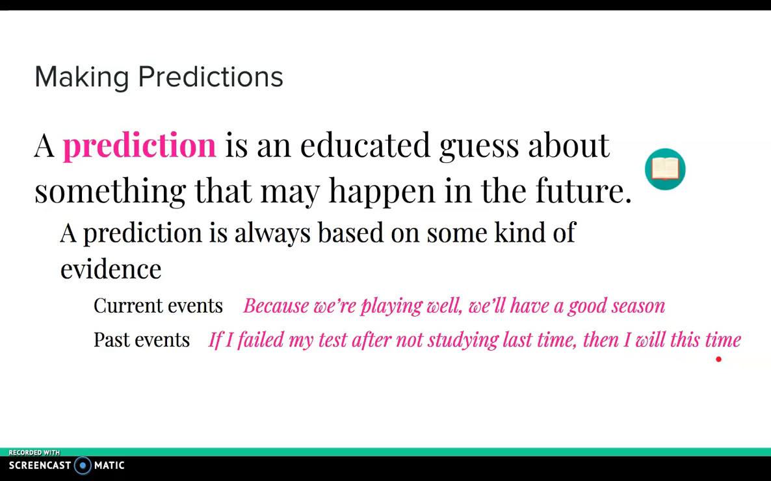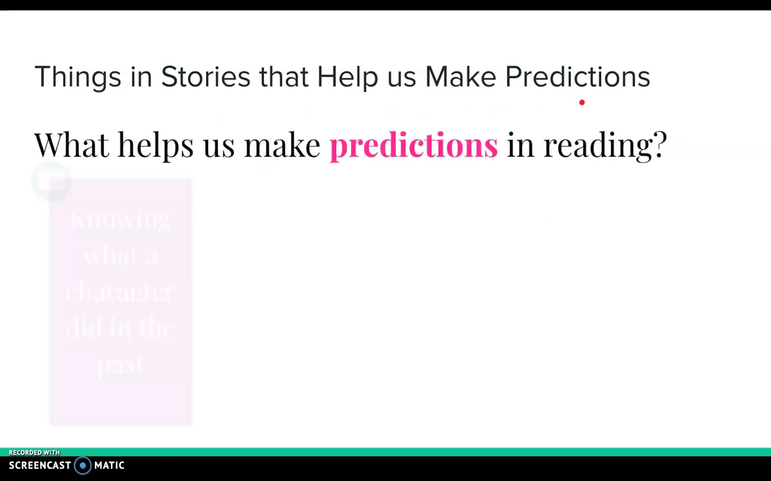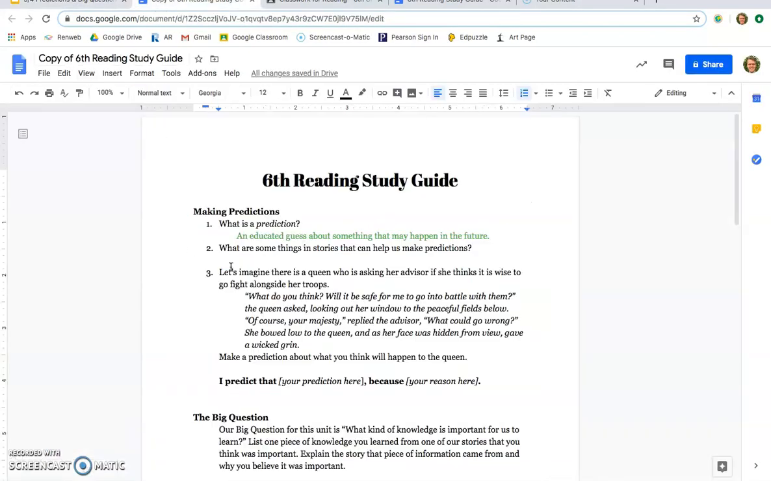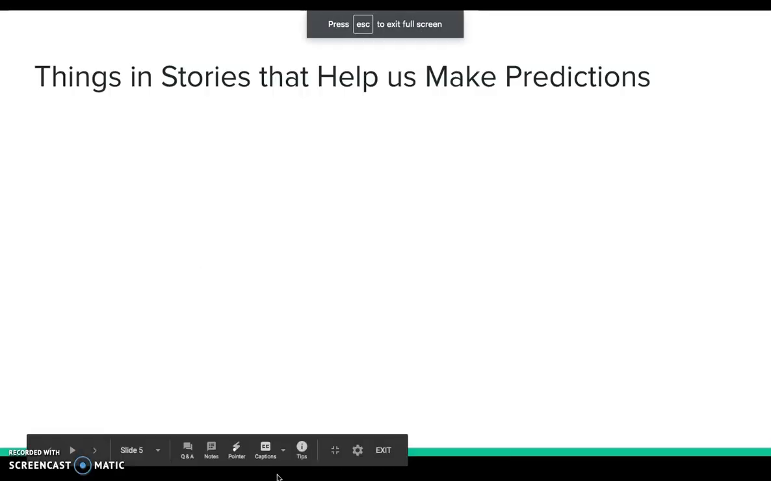All right, we make these predictions when we read stories as well. So let's take a look at what are some things in stories that help us make these predictions. Now, these are, as you can see, things that we're going to need to write in the study guide. So, if you look at the study guide, the question says, what are some things in stories that can help us make predictions? I'd like you guys to answer with each of these different things.